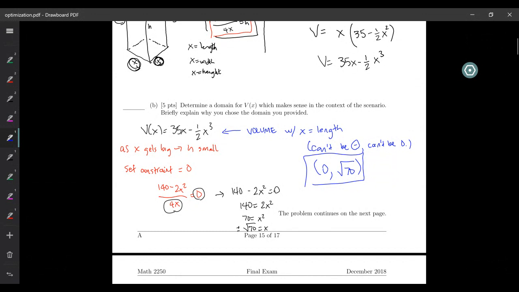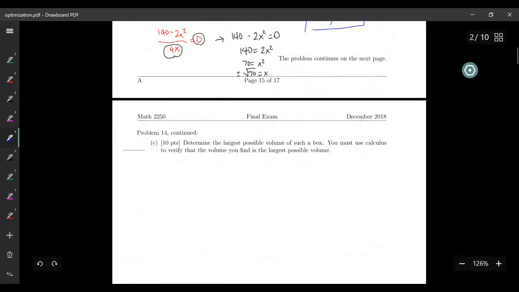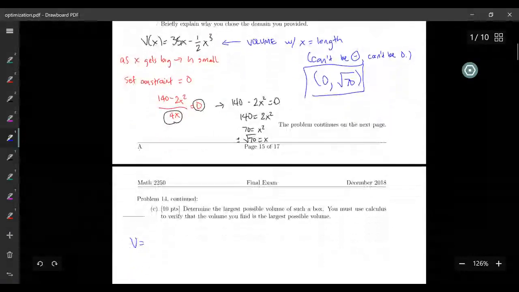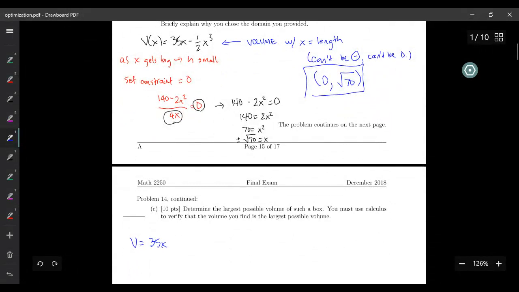All right, so this is your domain. Now, this is a cubic function, but we're going to constrain it to just 0 to root 70. Finally, we're looking for the largest possible volume. So we're given the volume function. Let me scroll up to 35x minus 1/2 x cubed. Right.